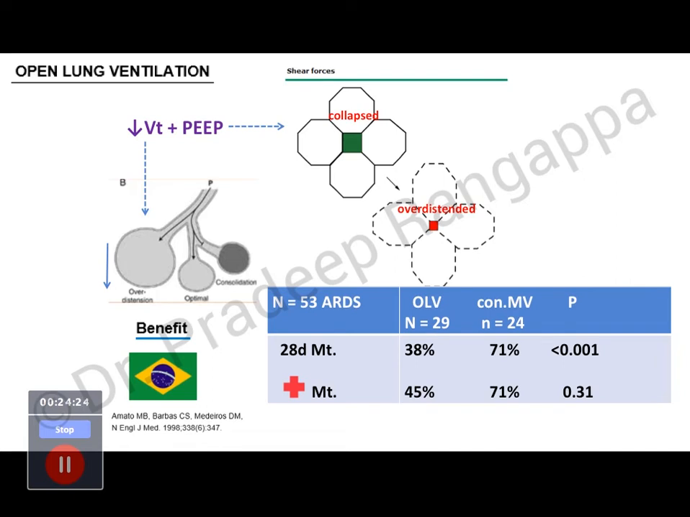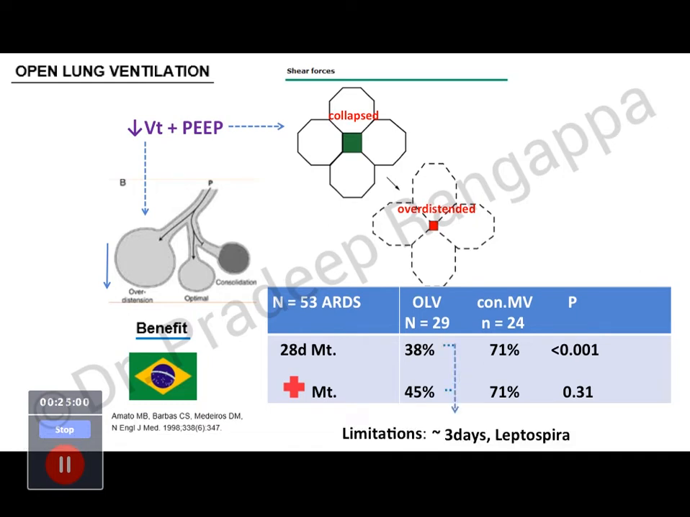So is PEEP beneficial? The studies came as early as 1998, from the Brazilian group. Amato is a very landmark article, which showed the benefit of PEEP. Here they had 53 patients with ARDS, where they adopted the strategy of open lung ventilation, which is low tidal volume with PEEP, and conventional mechanical ventilation was 24 patients. As you see, the 28-day mortality was significantly less where they gave good PEEP, and hospital mortality also was less, but it was not statistically significant. So that was the first study.